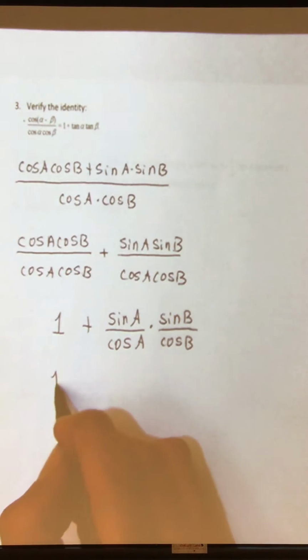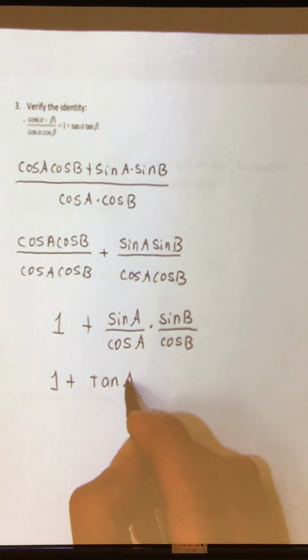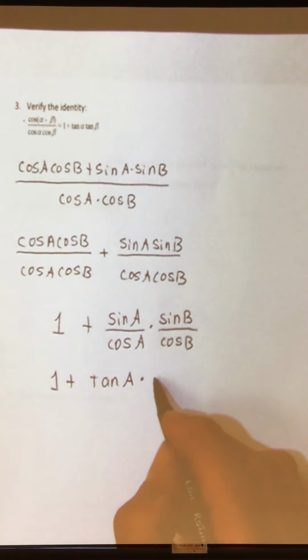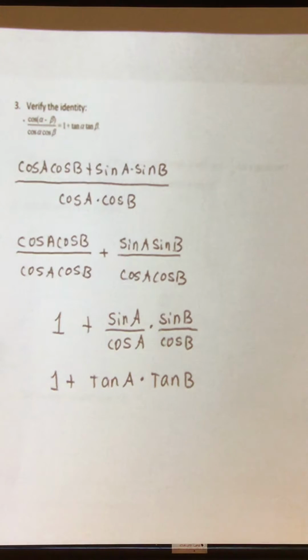And directly then, you can see that sine A divided by cosine A is the tangent of A, and the sine of B divided by the cosine of B is the tangent of B. And that's the right-hand side of the identity that we were asked to show. So moving on to the next problem, number 4.